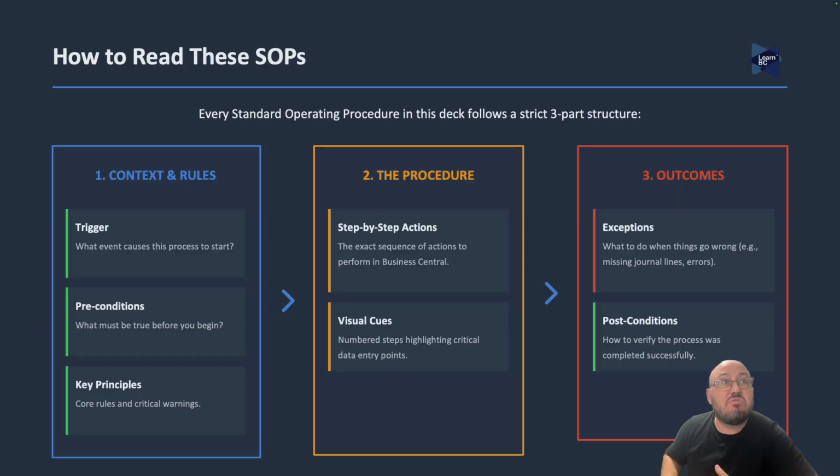Before we go too far, we talk about context and rules: the trigger, preconditions and principles. Then we're going to talk about the procedure and the steps, visual cues, and then outcomes, exceptions, and post-conditions.